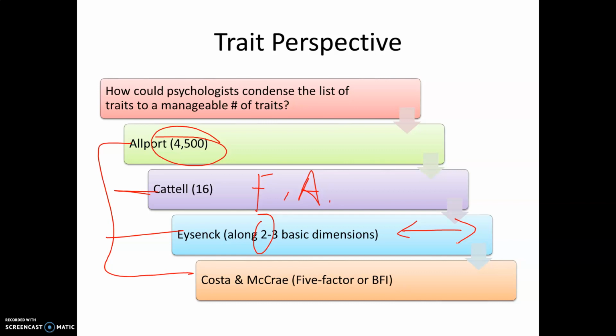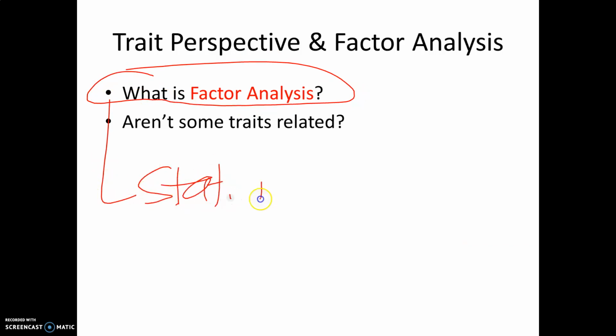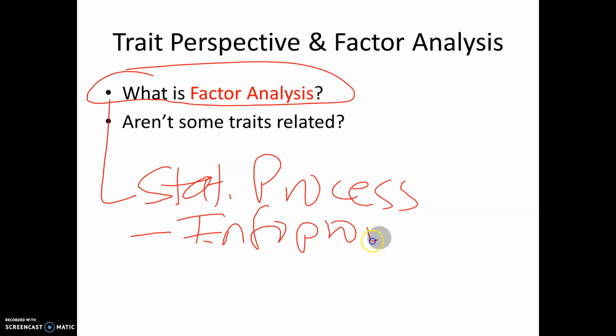So we're really going to talk about factor analysis and how did we get down from 4,500 to 16 or to 5, and how exactly do we understand what these personality traits are using factor analysis. So the first question is, what is factor analysis? So let's start here. It's a statistical process. You will not need to know how to do it. You just need to know the information it provides when we engage and do factor analysis.